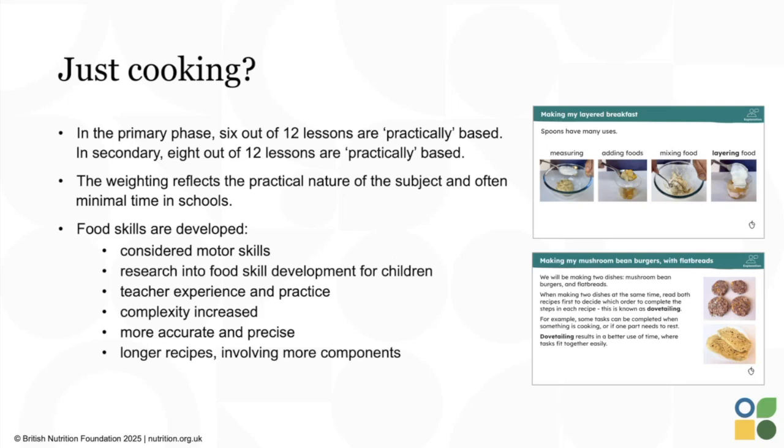So in the primary phase, 6 out of 12 lessons are practically based, and then 8 out of the 12 in secondary. And practically means it could be a recipe that they could be making, or it could be part of a recipe, or it could be a sensory analysis, lots of different practical activities they could be doing. And we have weighted them to reflect the practical nature of the subject. As we all know, and Sam said earlier, pupils learn by doing.